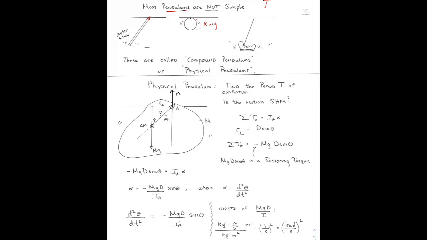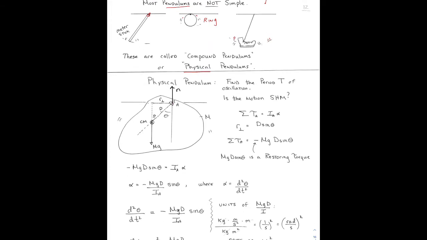And you can take a shoelace and your shoe and oscillate that back and forth. These are called compound pendulums. Some books call them compound, some books call them physical pendulums. We'll stick with the word physical pendulum. So we want to see whether or not a physical pendulum is a simple harmonic oscillator.